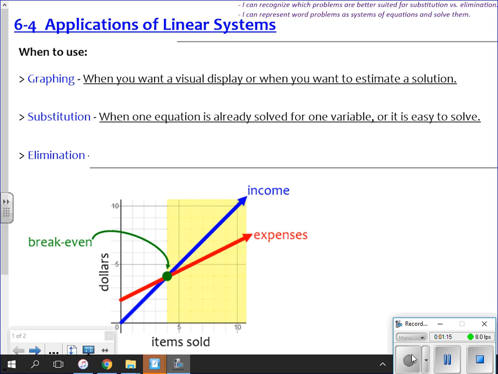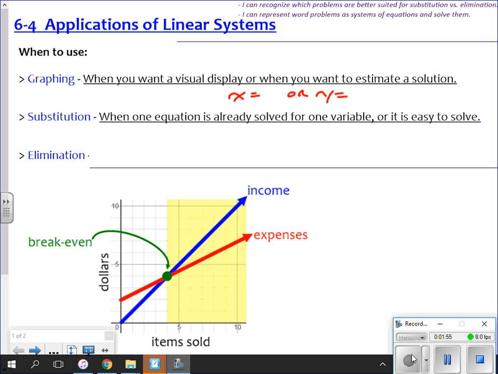When do you use substitution? When one equation is already solved for one variable, or it is easy to solve for one variable, where you have x equals or y equals. If you have x equals or y equals, substitution works very good. And there are times when that's the best way to solve.